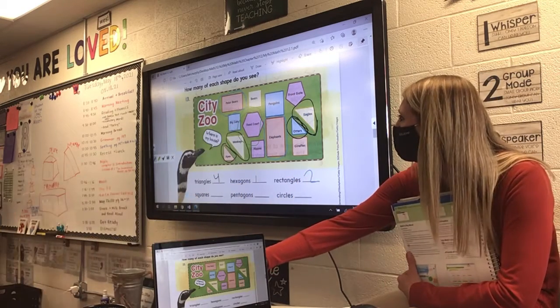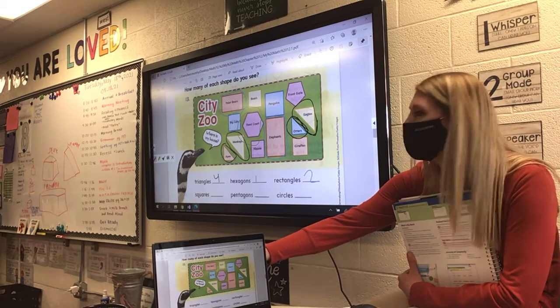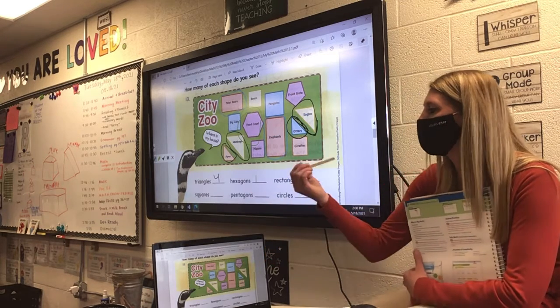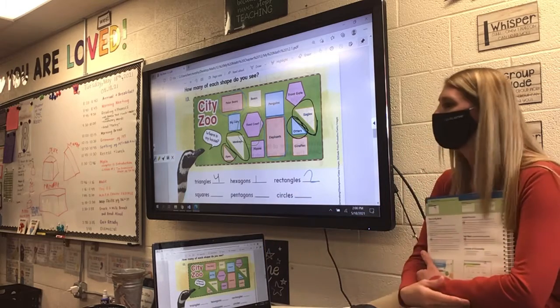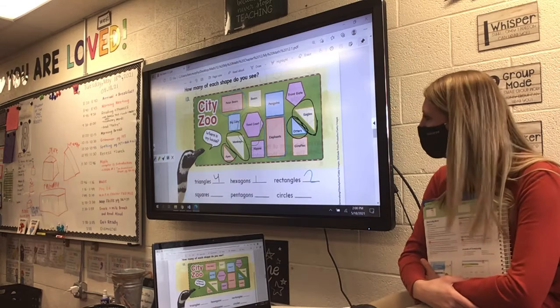So the rectangles were the polar bears and the elephants. Okay, the next one is the squares. Can you count the squares for us, Aria? That's 5. And Aria, maybe change it to red because we haven't used red yet.